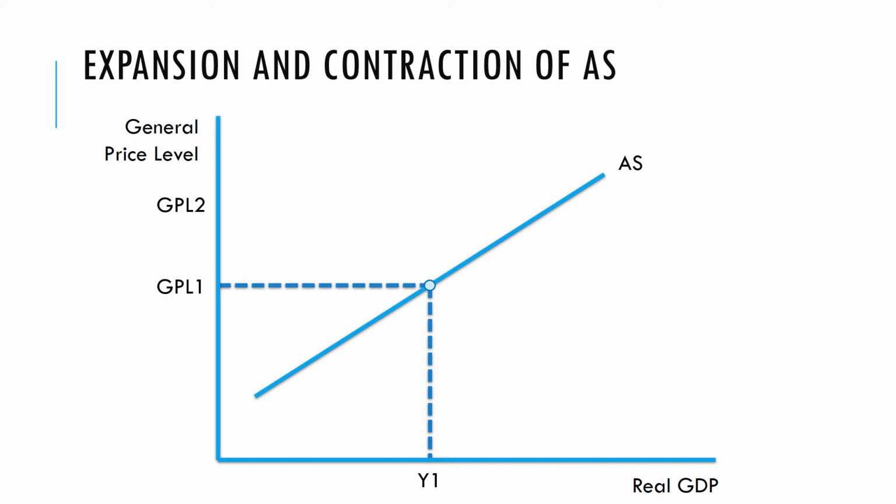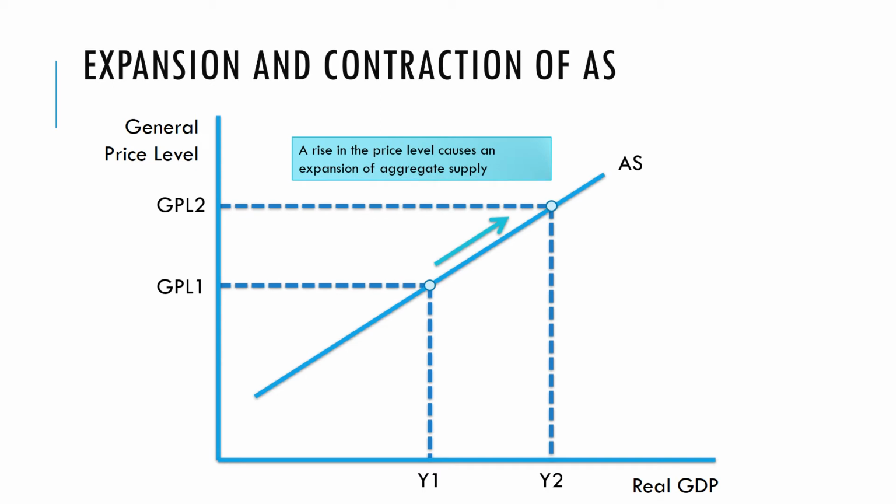Well, what the AS curve tells us is how much businesses would plan to produce. And if the price level rose, the firms within our economy would plan to produce more. They would plan to produce Y2 level of GDP. So that would be an expansion of aggregate supply. A rise in the price level would cause an expansion of aggregate supply, a movement along the curve.